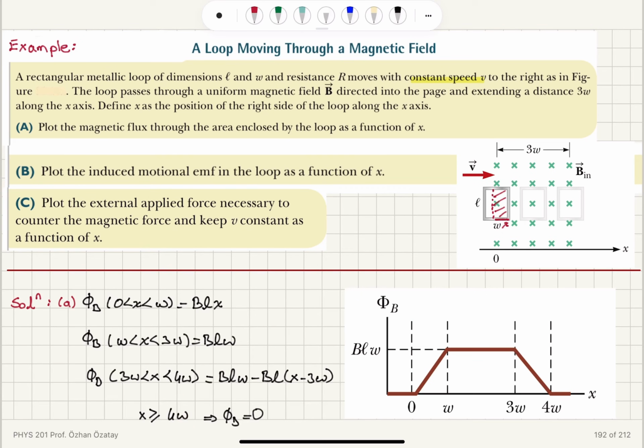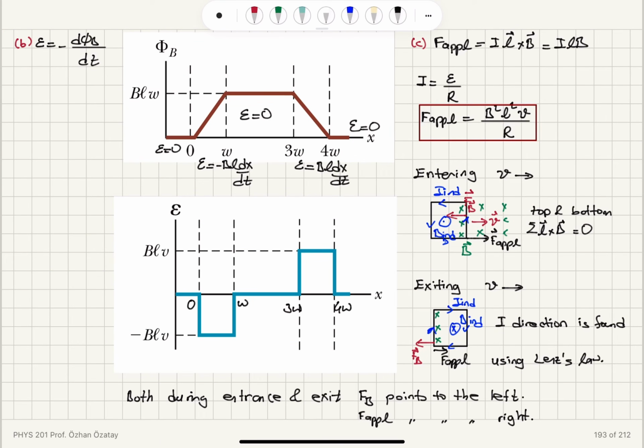So x greater or equal to 4W is going to be 0 because we're outside this region of uniform magnetic field. The induced EMF, motional EMF, is minus d phi B dt, so it's minus BL dx dt, so it's minus BLV in this region. The derivative is 0 here, it's 0 here, and derivative of this is 0, derivative of this is 0, minus minus plus BL dx dt, plus BLV when it is in between 3W and 4W, and otherwise it's going to be 0. So here it's 0, minus BLV, 0, plus BLV, 0, so that's what we see here.